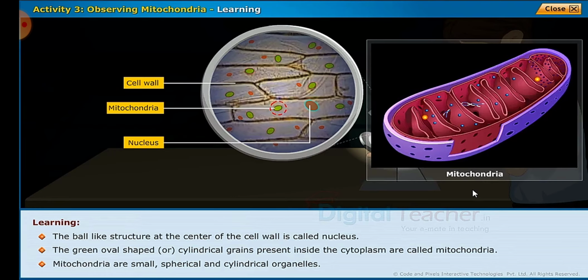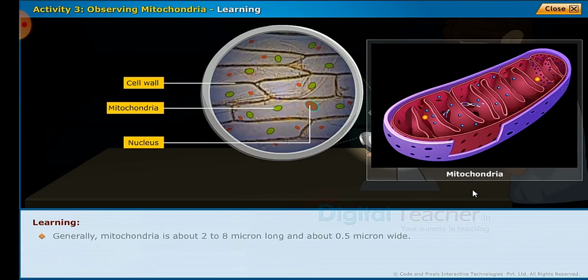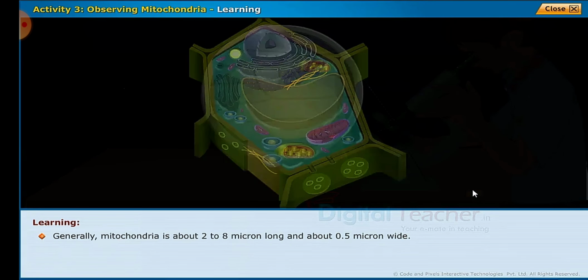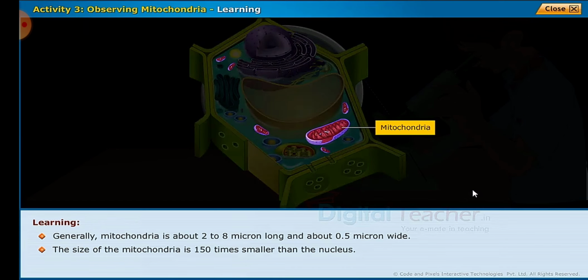Mitochondria are small, spherical and cylindrical organelles. Generally, mitochondria are about 2 to 8 microns long and about 0.5 micron wide. The size of the mitochondria is 150 times smaller than the nucleus. In each cell, there are about 100 to 150 mitochondria.